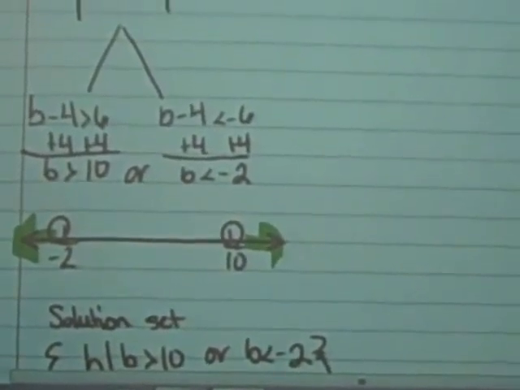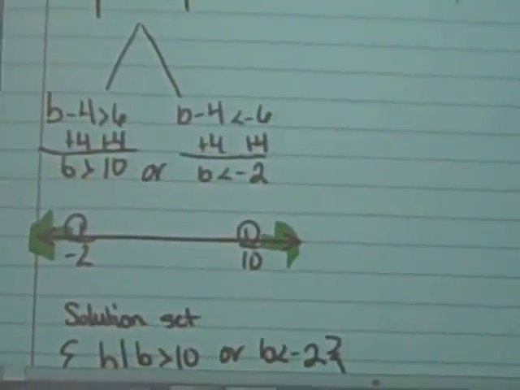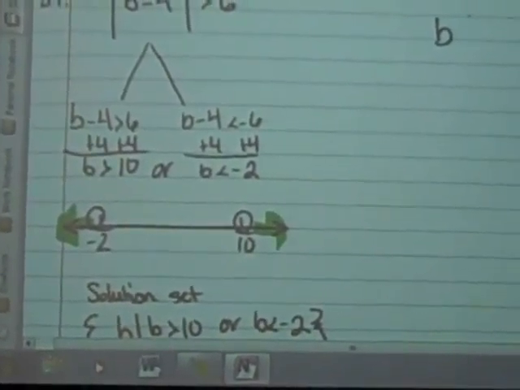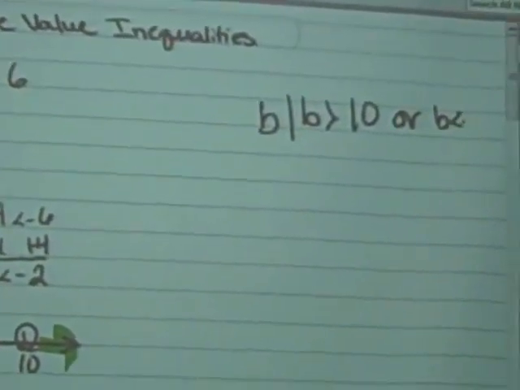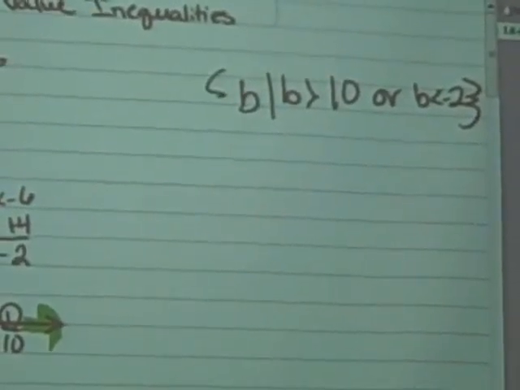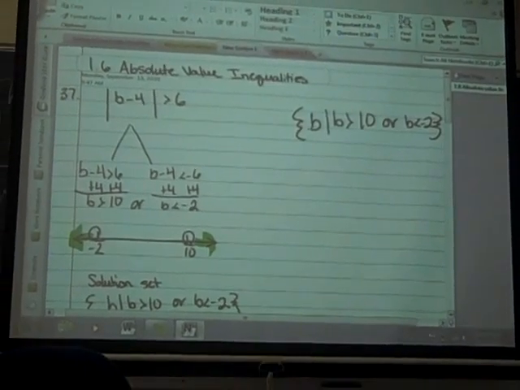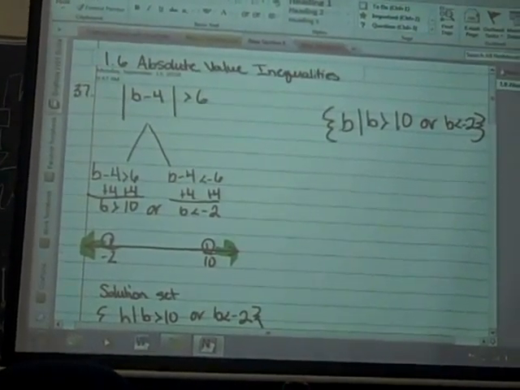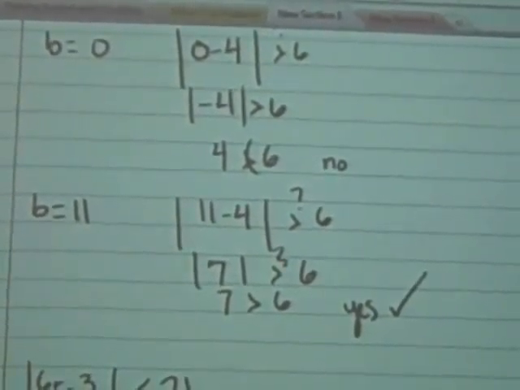So our solution set will look like the set of all b's such that b is greater than 10 or b is less than -2. So we can check our work, and we come up with that yes, it does work. So there's 37.